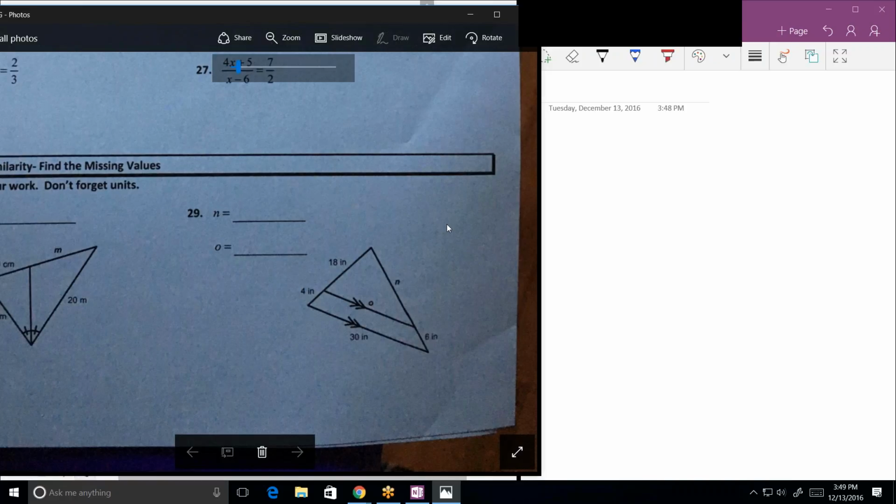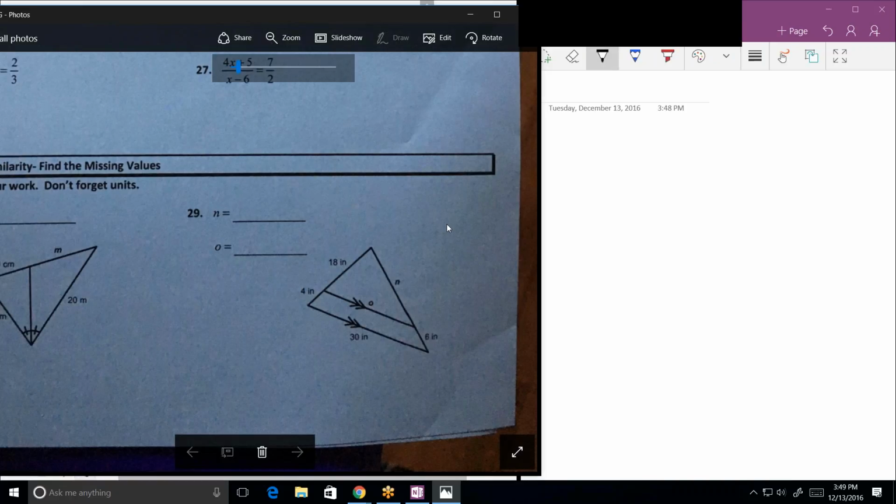What's the relationship between the small triangle and the big triangle? Not the little trapezoid here, but the big triangle. What's the relationship? They have parallel sides. Are they congruent? Are they similar? They're similar. That's the key. So now give me a ratio, because similar triangles will always produce ratios.